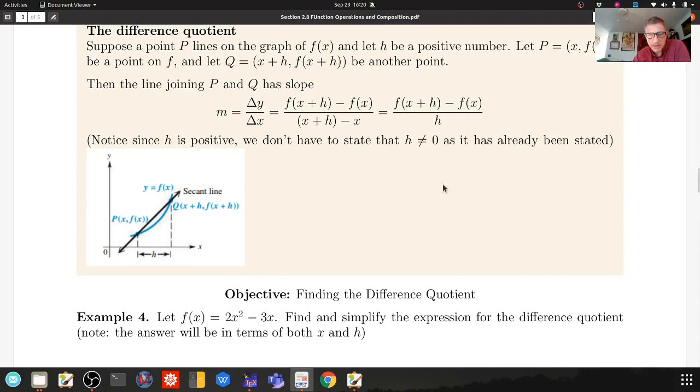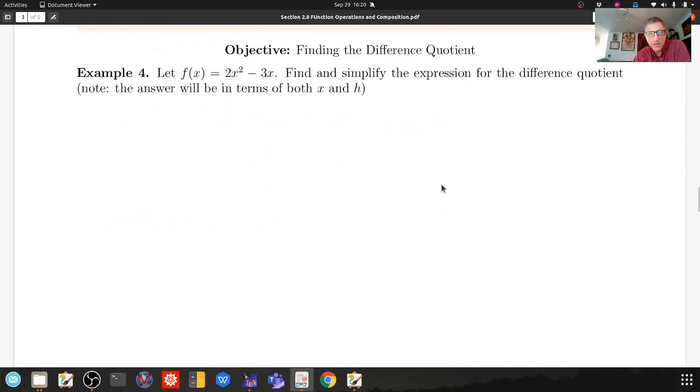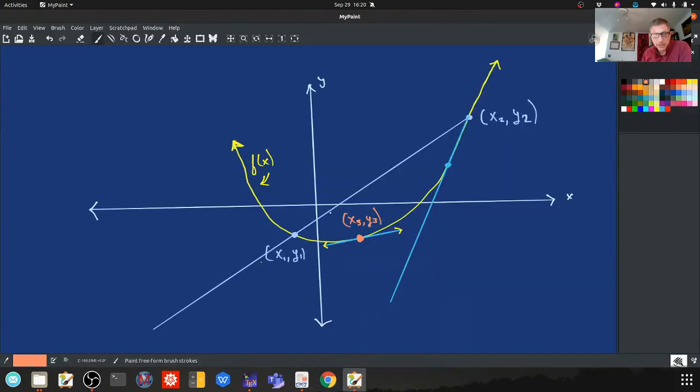So let's find the difference quotient of a specific value. So where are we going with this?